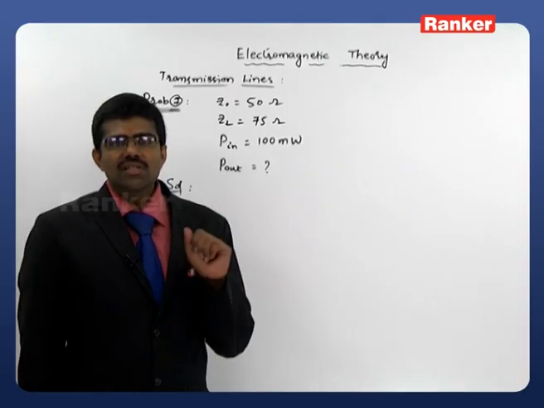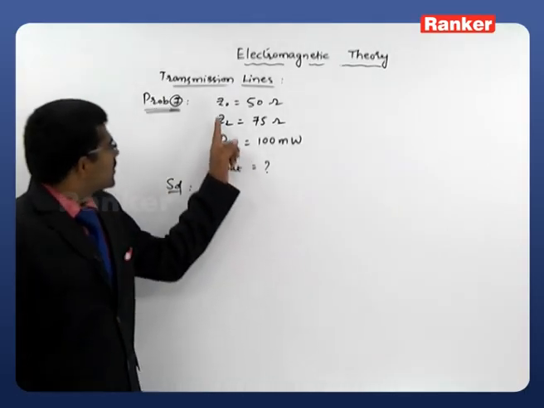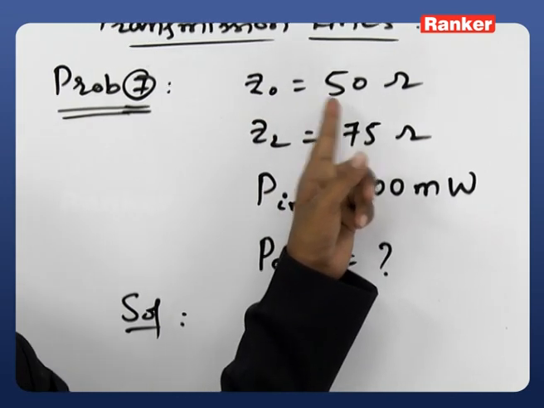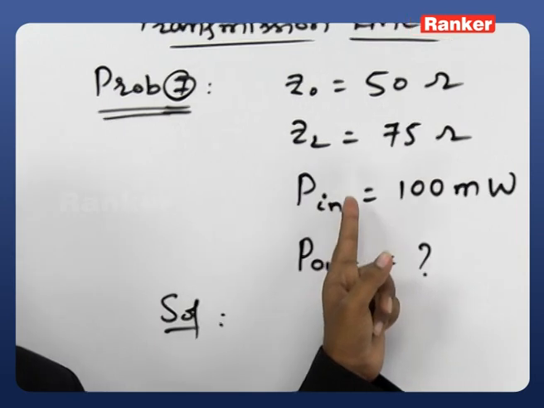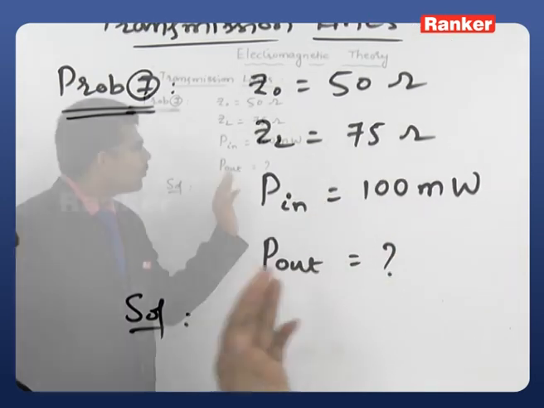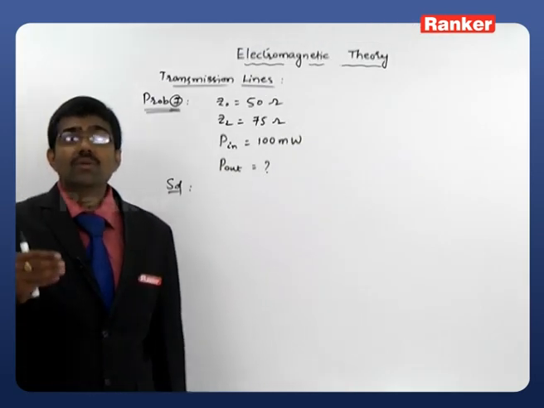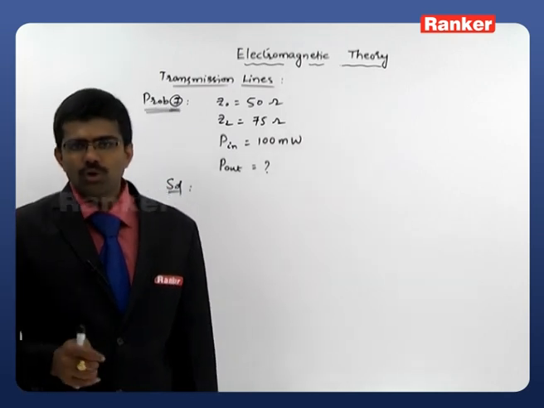Now clearly observe what is the data given to our problem. Z0, the characteristic impedance of our line is 50 ohms, load impedance connected is 75 ohms, the input applied to that particular line is 100 milliwatt. Now we require how much power was delivered to the load. So P output we want.